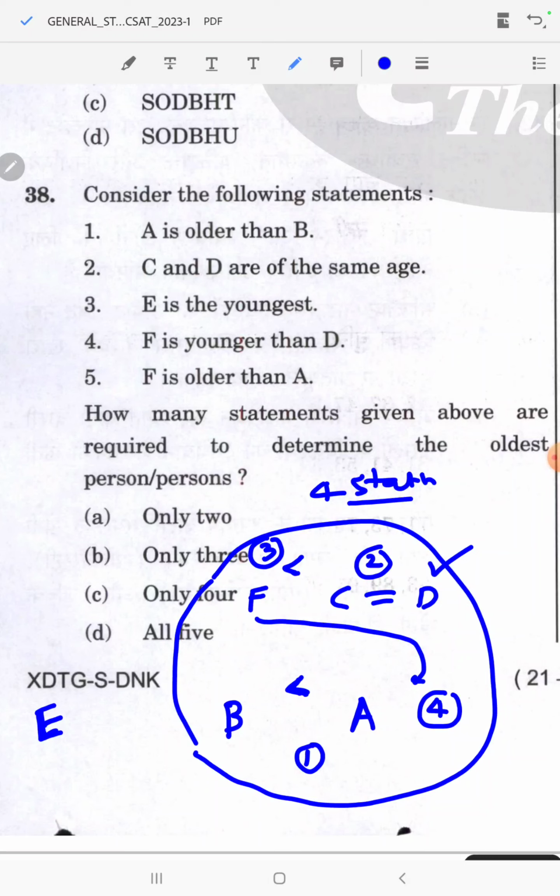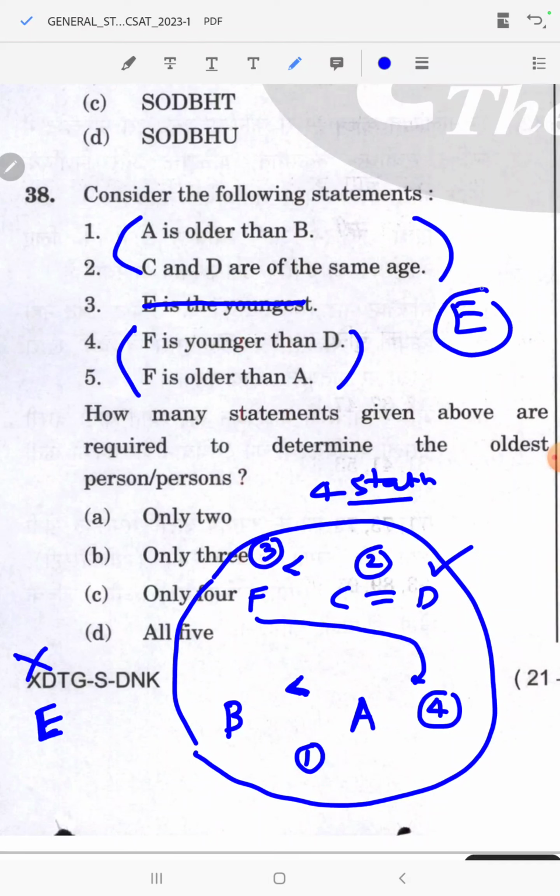Here E is the youngest, but when we are not given this statement, in the rest of the 4 statements we don't find E. Still, based on these 4 statements, we can establish that D is the oldest. So only 4 statements are required, because here nowhere E is involved. E is given only in one statement.